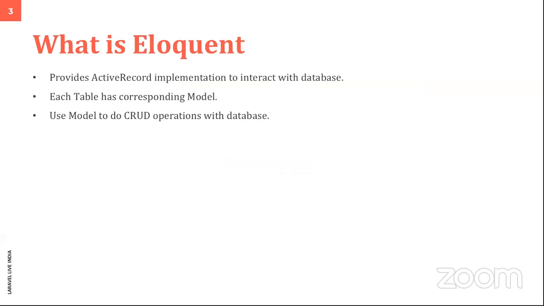Assuming that whoever has joined this event knows the basics about Laravel and Eloquent, let me give a quick introduction to what Eloquent is. Eloquent provides an active record implementation to interact with the database, and Laravel has used it extensively in all versions since version 4.2. Active record implementation means each table has a corresponding model, and you can use the model to perform create, read, update, and delete operations with the database. So this is all about Eloquent.